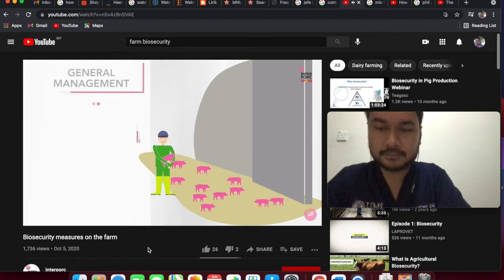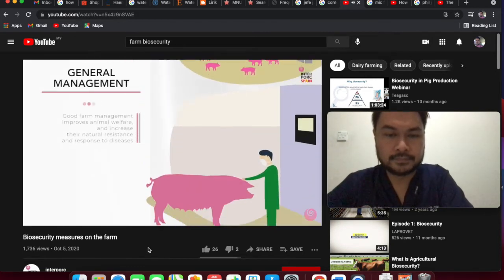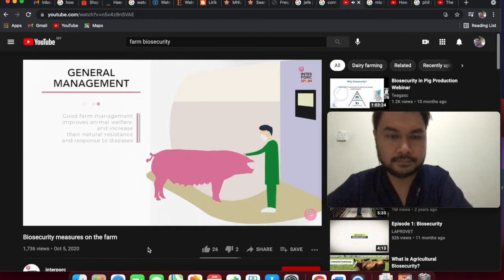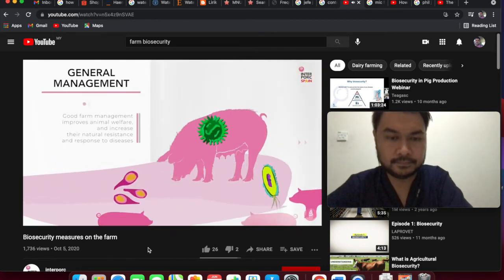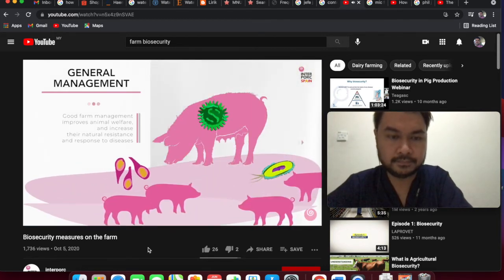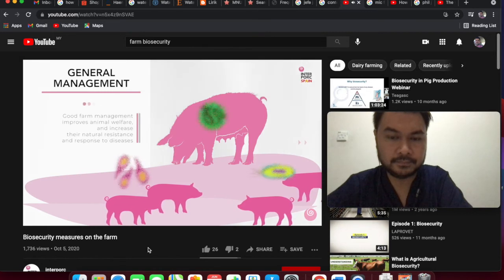General management. Finally, good farm management significantly improves the welfare of animals, which results in better environmental adaptation, thus increasing their natural resistance and response to diseases.